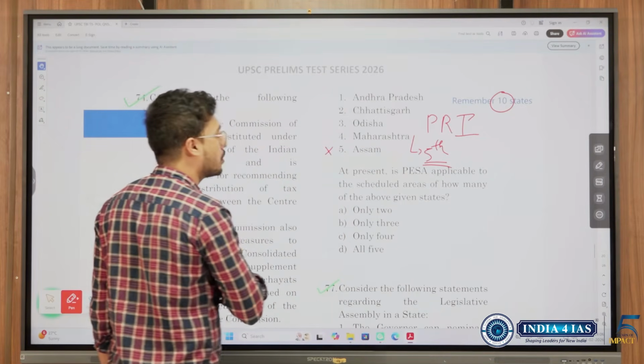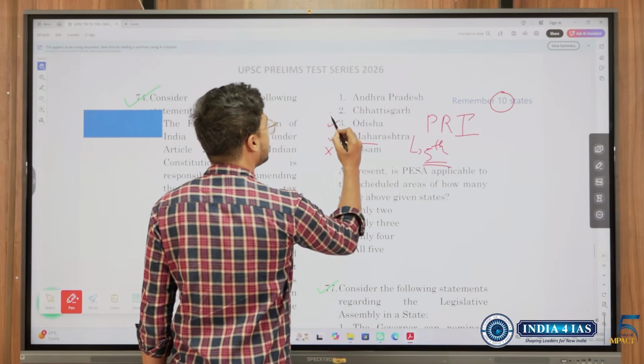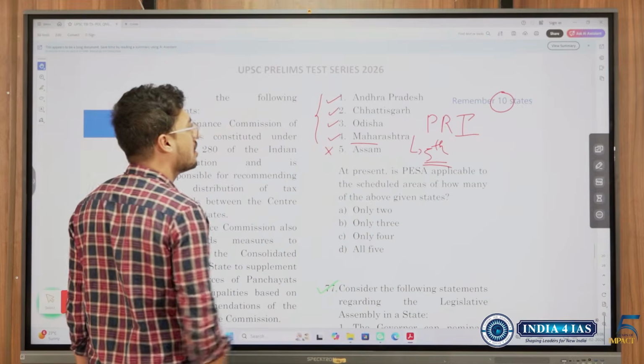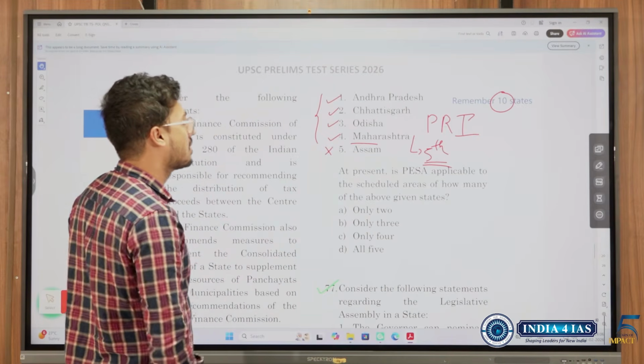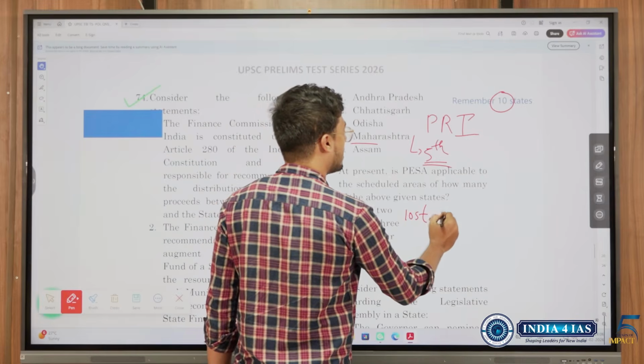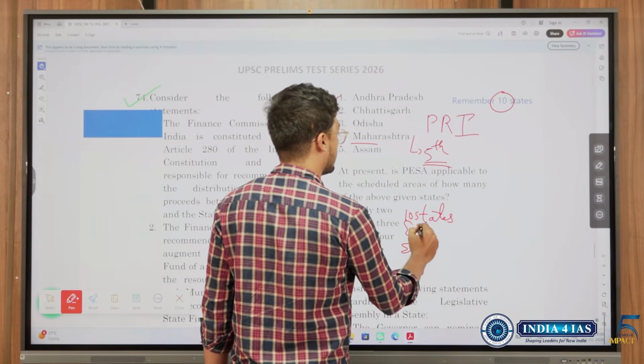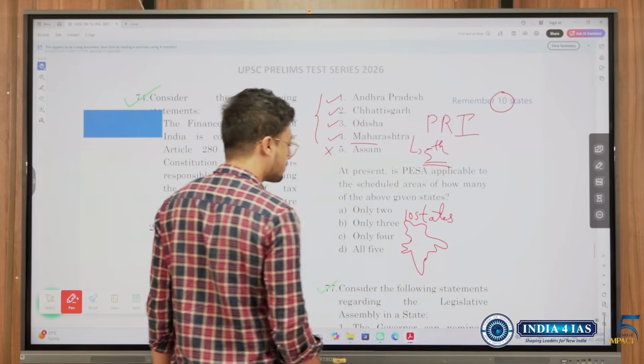Assam comes under the 6th Schedule, so it does not come under this. Maharashtra yes, Odisha yes, Chhattisgarh yes, Andhra Pradesh yes. These 4 come under the PESA Act. So there are 10 states under the PESA Act. How do you remember this? Simple thing, if you remember the India map, maybe then you can deduce it.